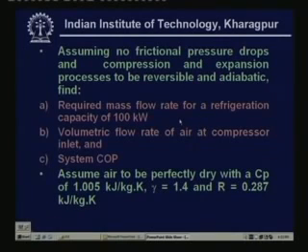And for calculation purposes we can assume air to be perfectly dry with a specific heat Cp of 1.005 kilojoule per kg Kelvin and specific heat ratio gamma of 1.4, and gas constant for air you can take it as 0.287 kilojoule per kg Kelvin.